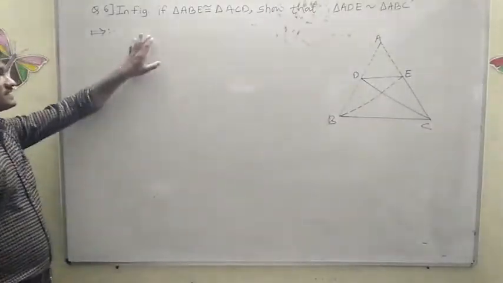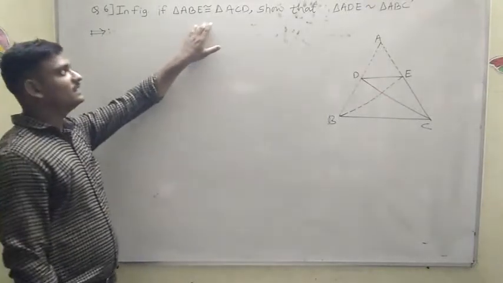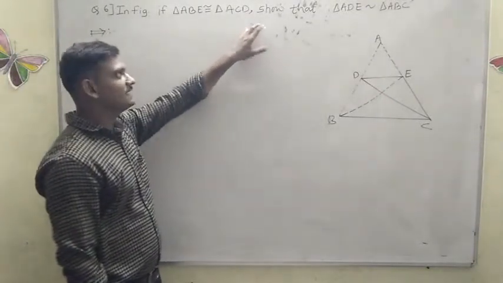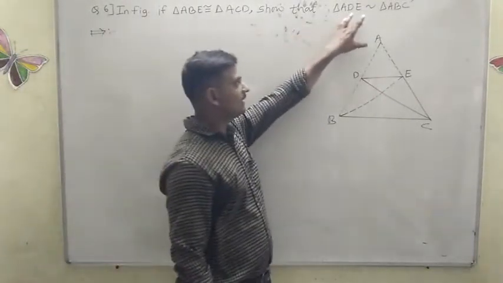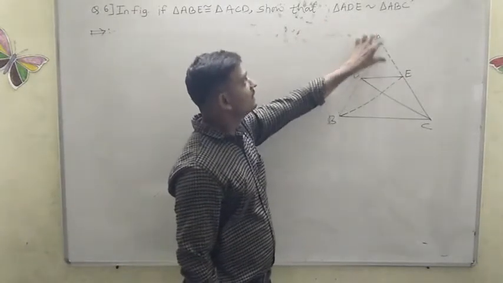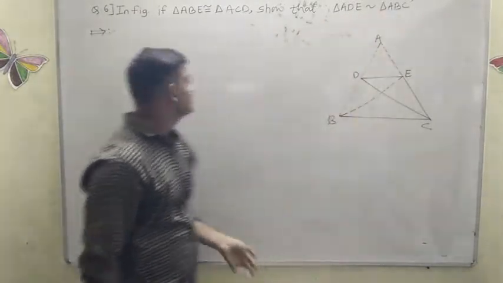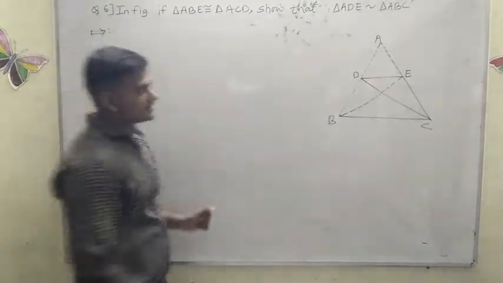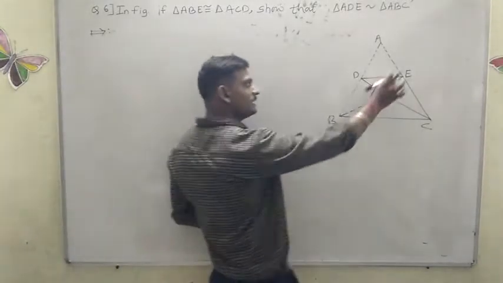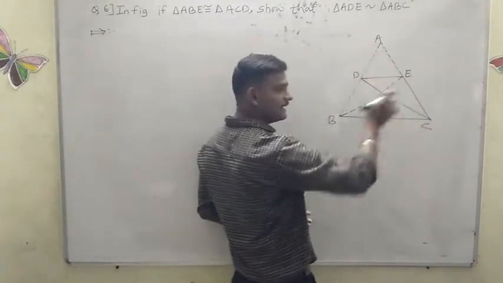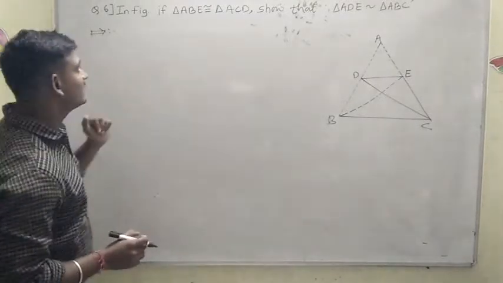See in question number 6 what is given. If triangle ABE is congruent to triangle ACD, then we have to show that triangle ADE, this one triangle, is similar to triangle ABC. See here, I have marked this as a dotted line, that is triangle ABE is congruent to triangle ADC. It is given here.